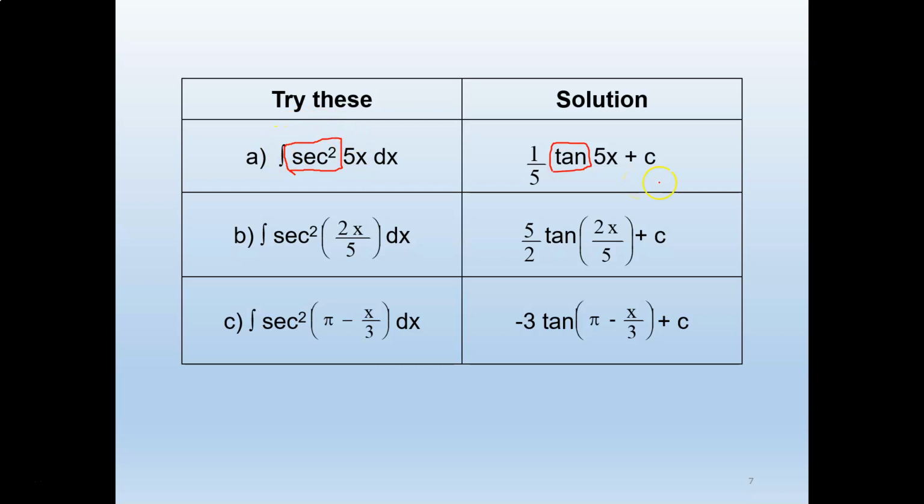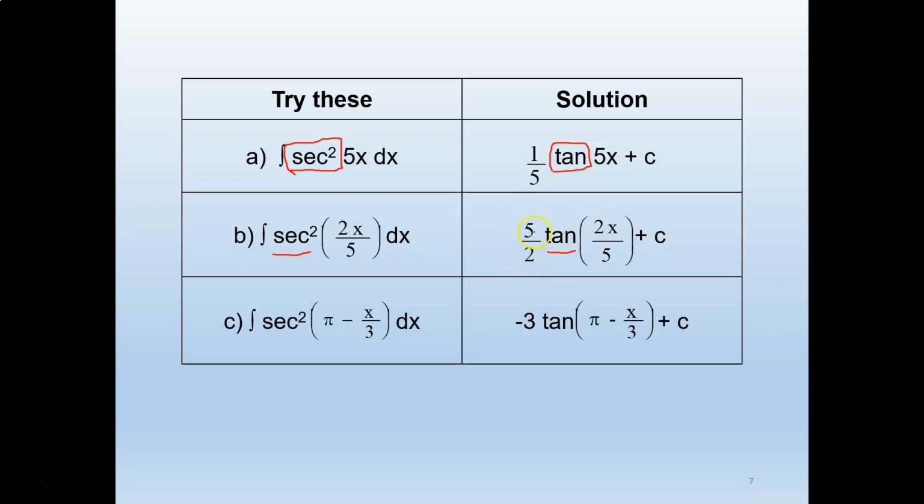So anything perkali or the constant of the x over here, you're going to put it at the front, 1 over 5. Okay. Then this next one, integration of sec square 2x over 5 dx. Okay. So sama juga, sec square, you integrate, you akan dapat tangent. The rest yang dekat dalam bracket, you just need to rewrite. Tulis semula.